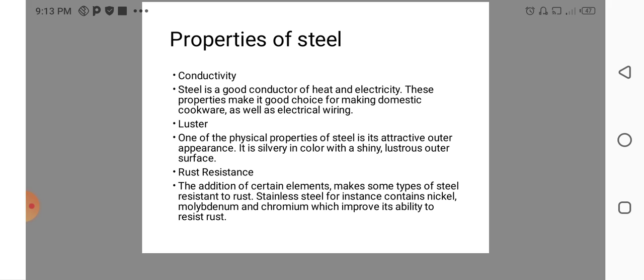Rust resistance. By adding some elements to the steel, it becomes rust proof. One example is stainless steel. Adding nickel and chromium improves its resistance to rust, or you can say corrosion.